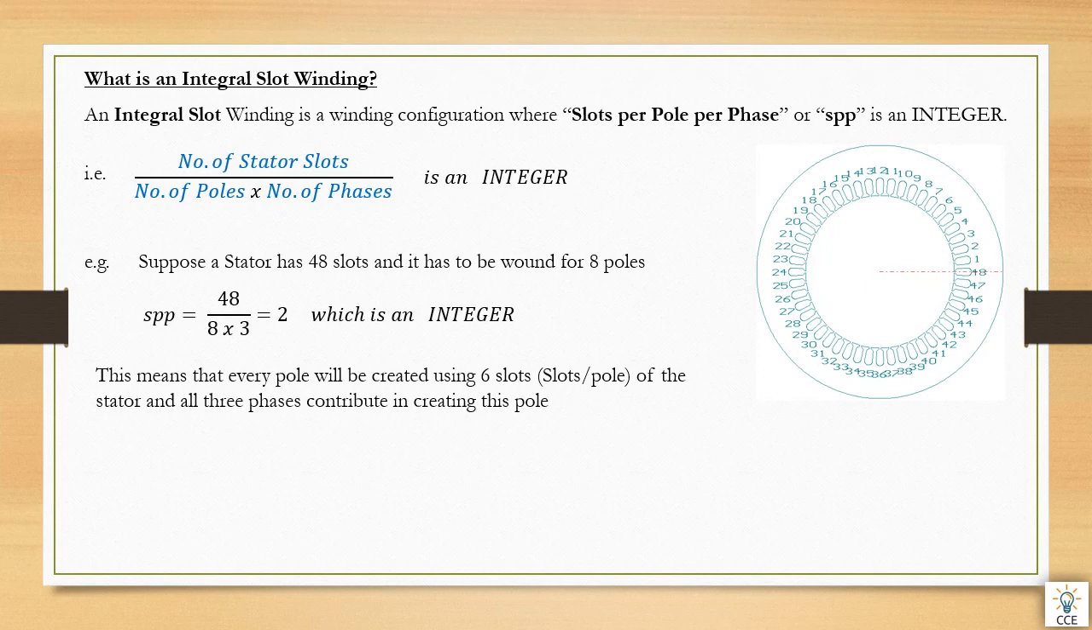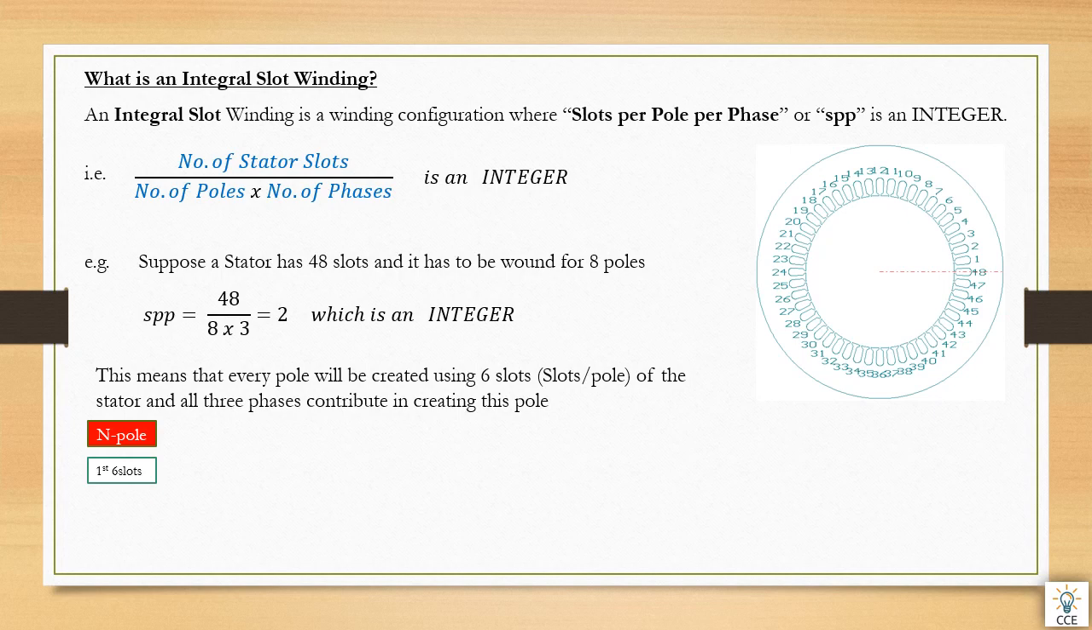This means that every pole that will be created will be using 6 slots. That is the slots per pole. Slots per pole is 48 divided by 8, that is 6. So 6 slots will create one pole, and that pole will be contributed by all the 3 phases.